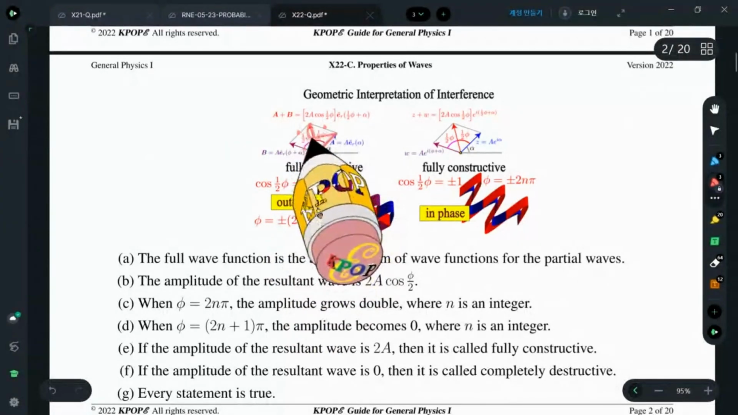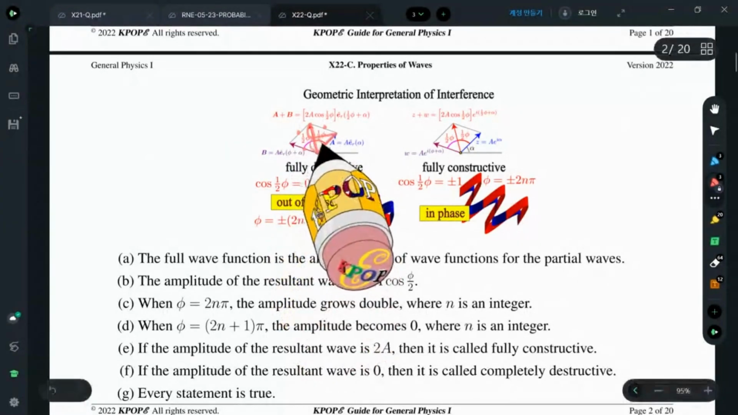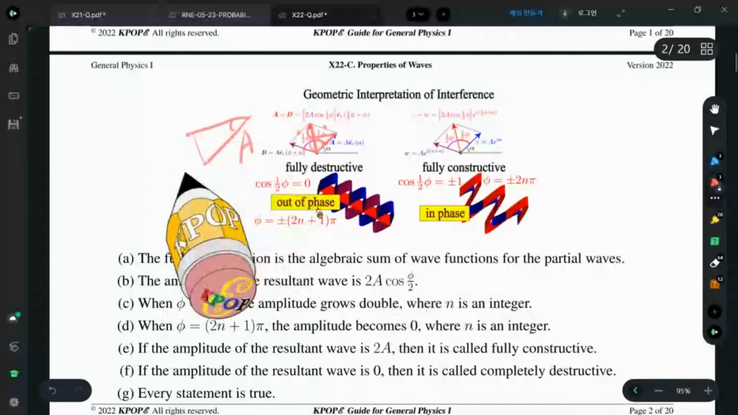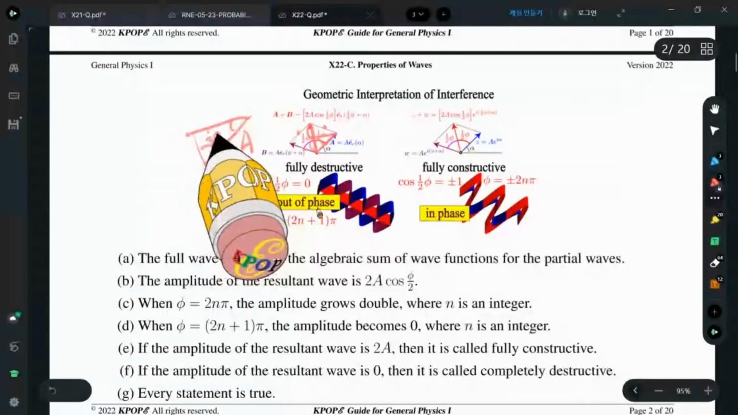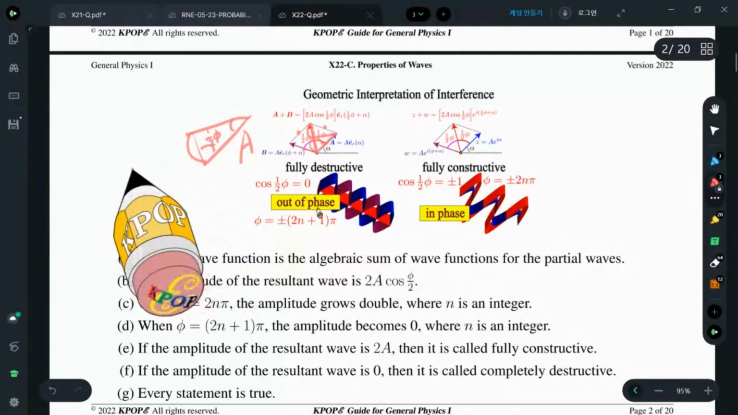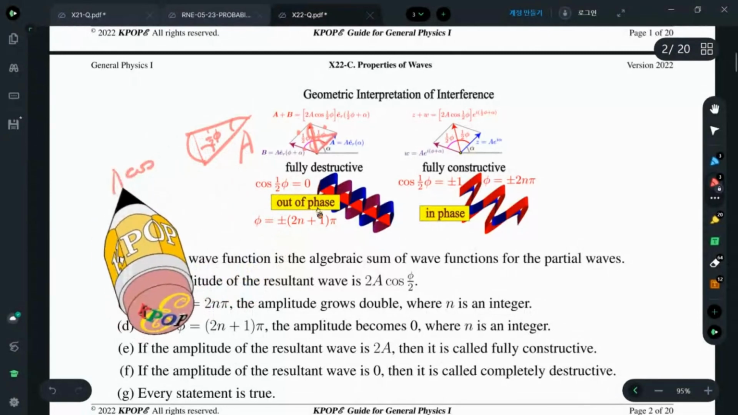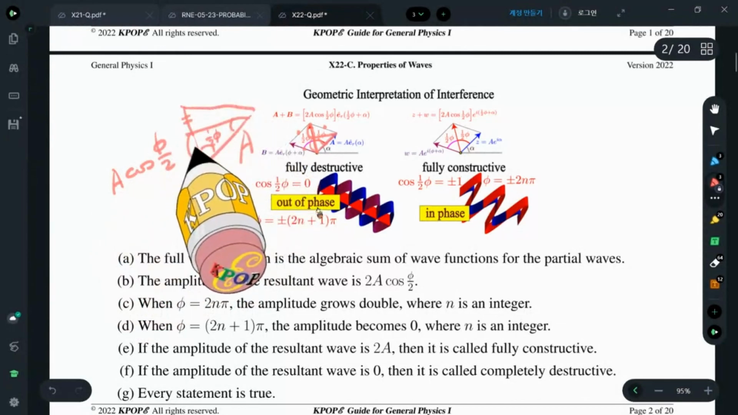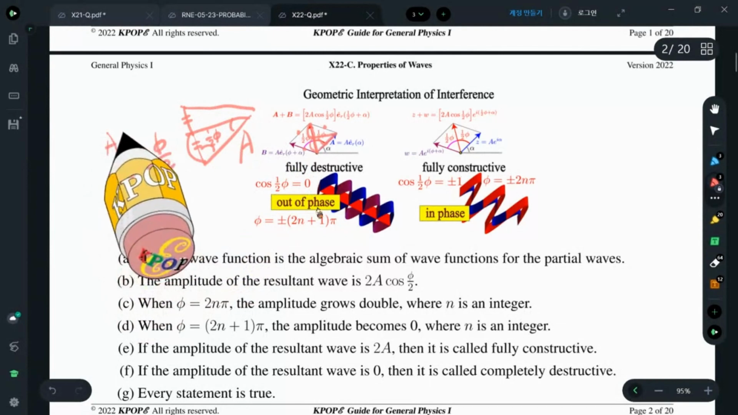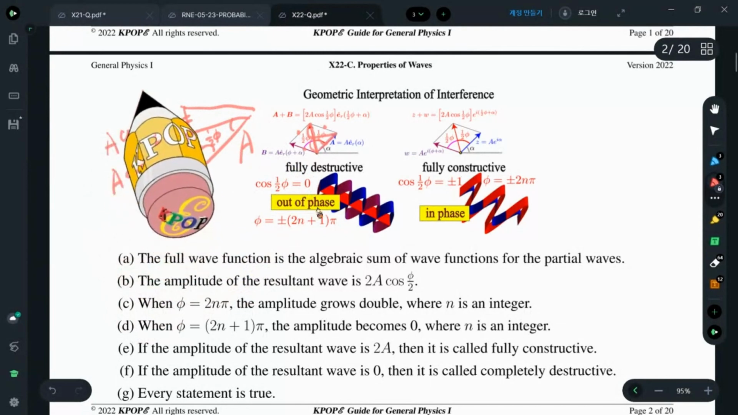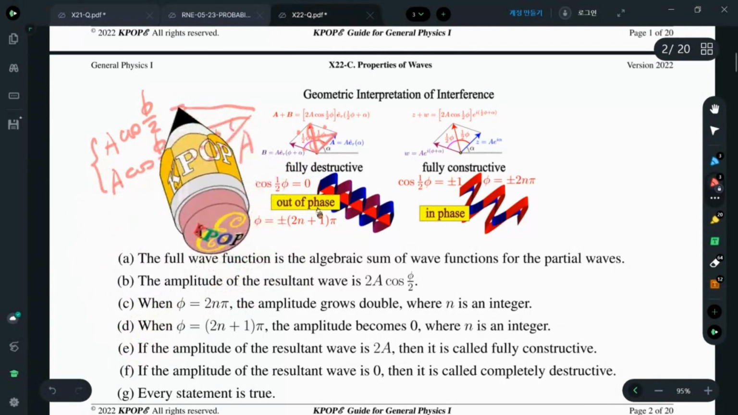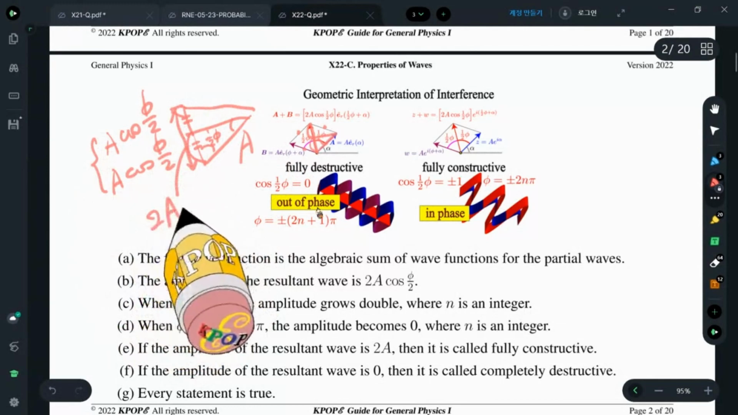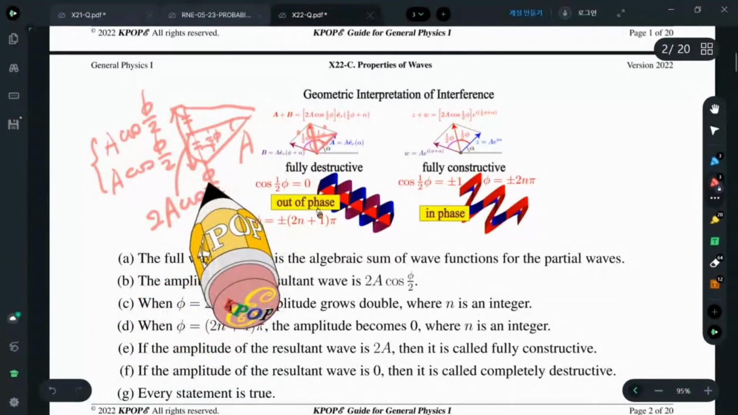This is the length of one side, A, and this is half of phi, so this length is A cosine half of phi. And this length is the same, also A cosine half of phi. That's the reason why the total length of the diagonal is 2 times A cosine half of phi.